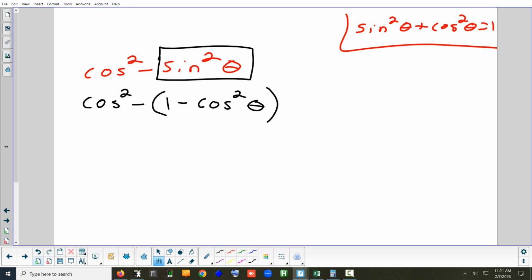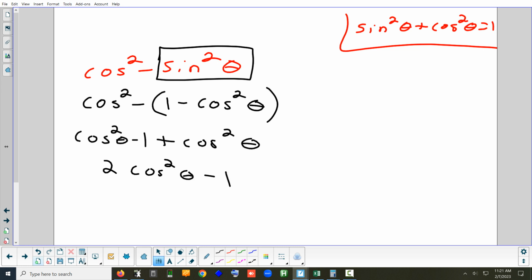Now, if you distribute your negative, what do you get? Minus 1 plus cosine squared. Okay. And now, combine like terms. 2 cosine squared minus 1. Right. You could say 2 cosine squared minus 1. That is another way to figure out what the cosine of 2 theta is.